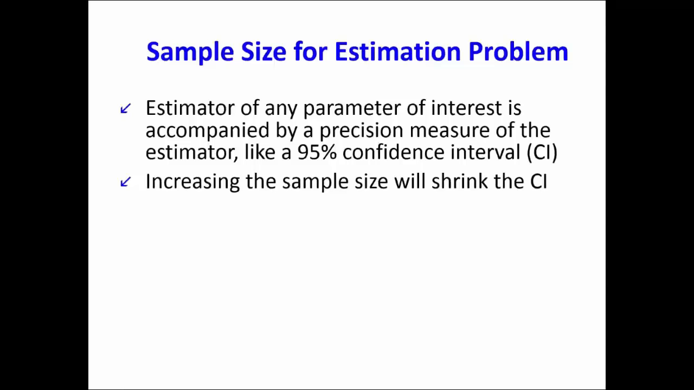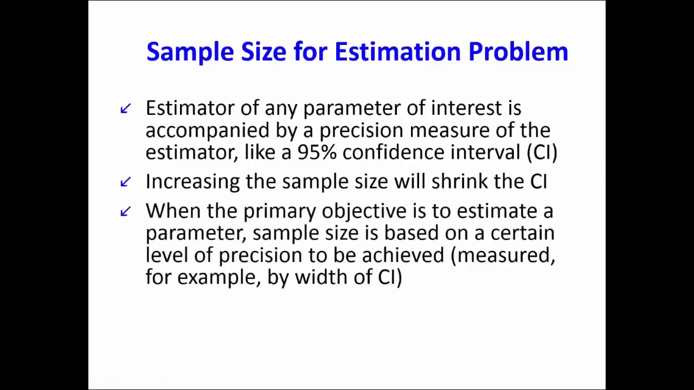So a lot of times when you estimate something, you need to give both an estimator and also a confidence interval. We want to make the confidence interval as narrow as possible, so that means our estimate will be as precise as possible. So if your primary goal is to estimate a certain parameter, then we want to power the analysis. We want a sample size that will give us a narrow confidence interval. For example, it can be measured simply by the width of the confidence interval.